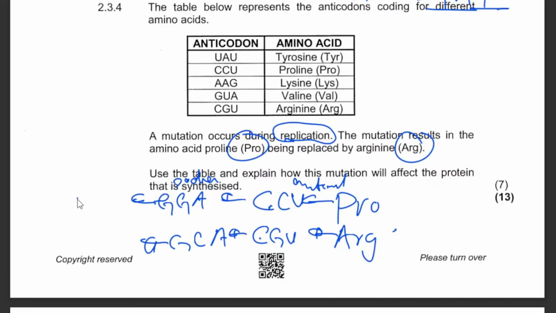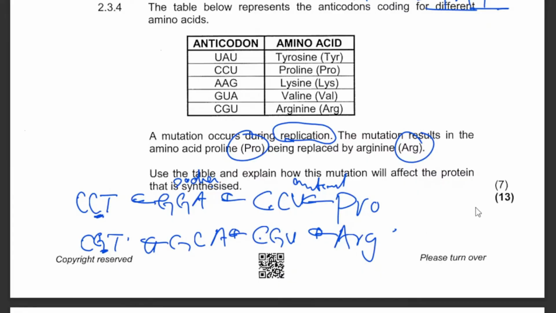They're saying that A goes with T because it is DNA. So it's going to be G, C, it's going to be C, G, T. You understand? So what happened if you look at it? The second base, C, was replaced with G on DNA during replication. So that's the mark. You have identified what happened.